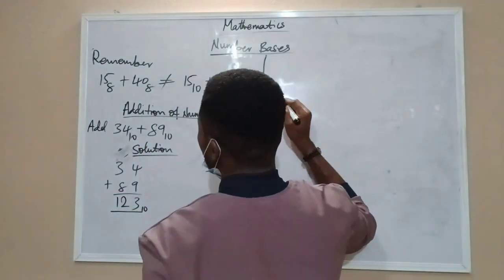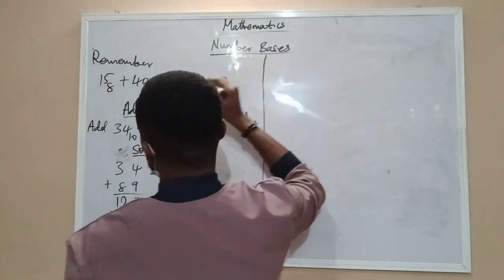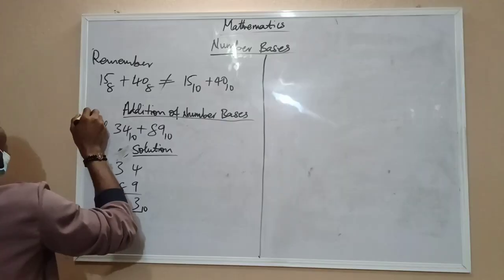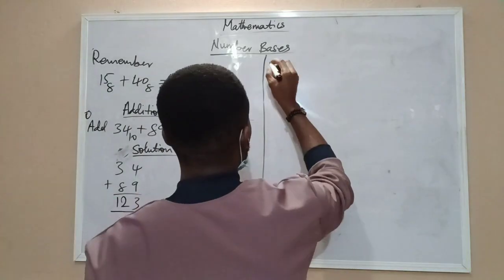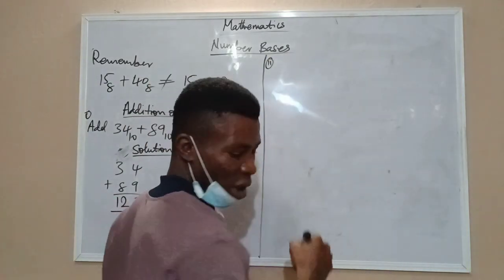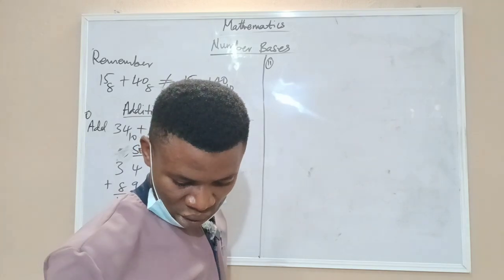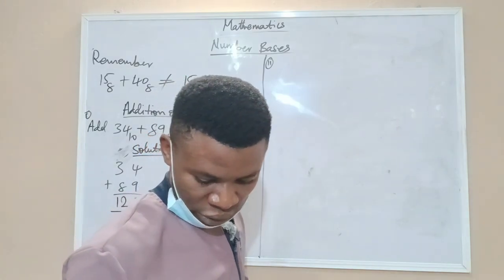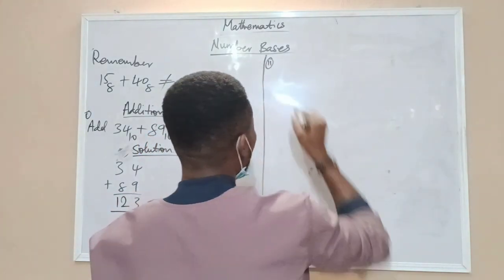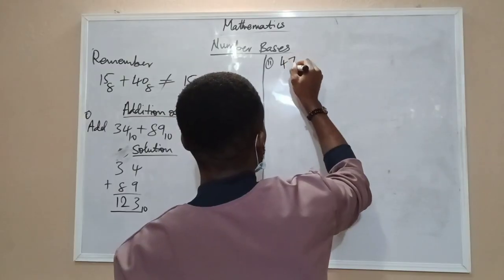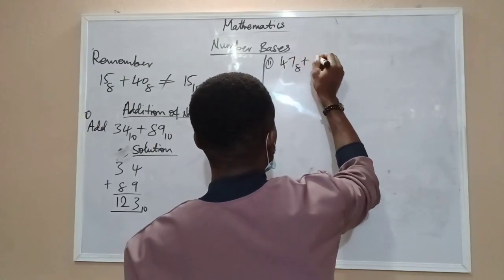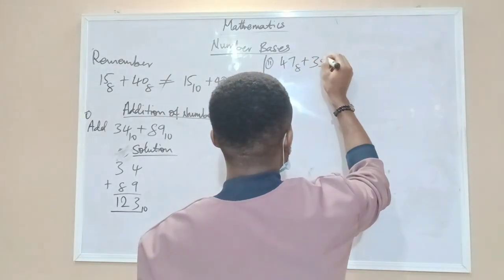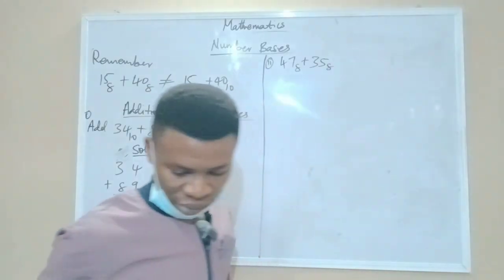Okay, now let's look at this one: 47 base 8 plus 35 base 8.